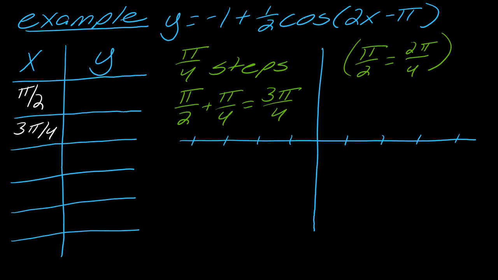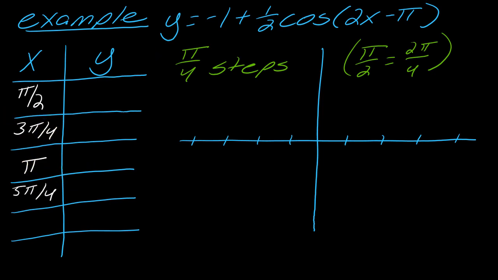So the next step then will be pi, right? If I add pi over 4 to 3 pi over 4, I'll just get pi. And then if I keep going, the next step will be 5 pi over 4, and then 3 pi over 2. And then I always like to do that last one as an extra bonus just to double check my work, 7 pi over 4.